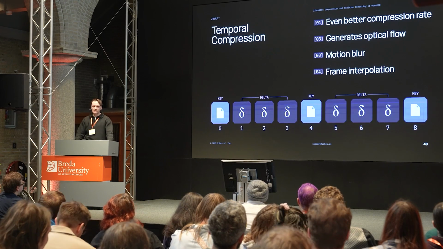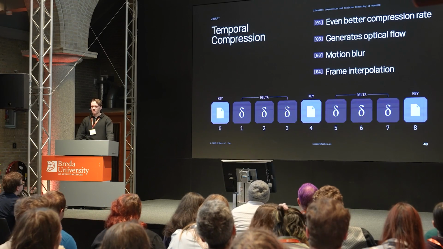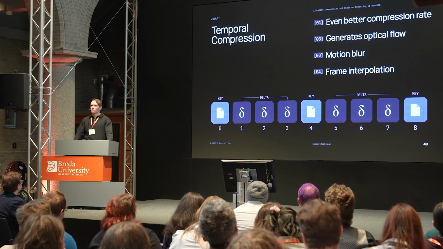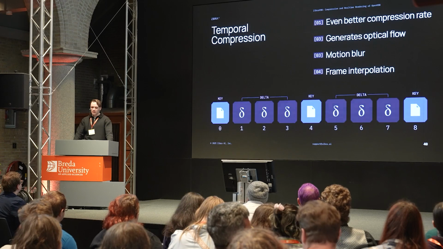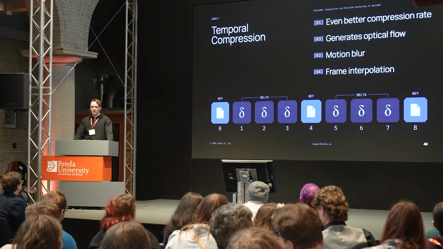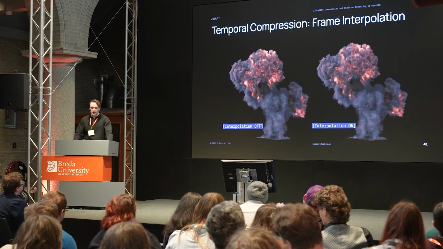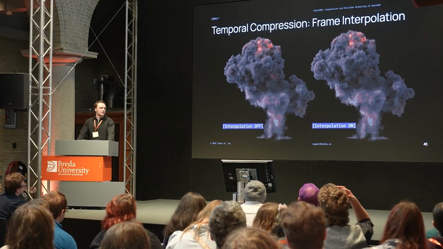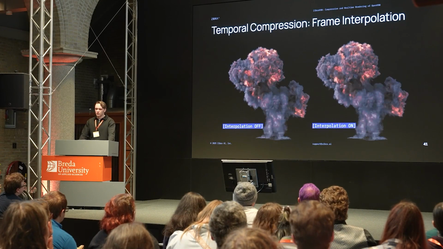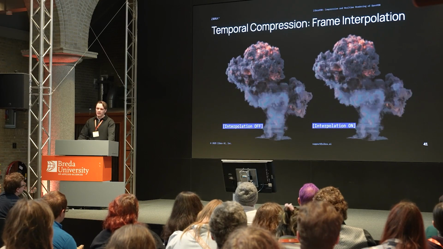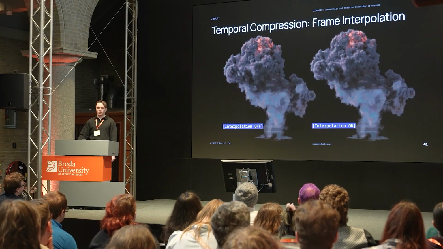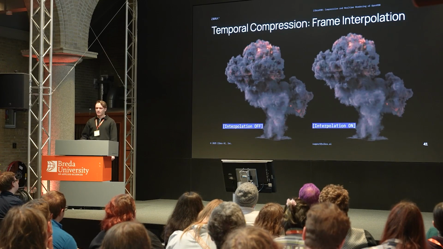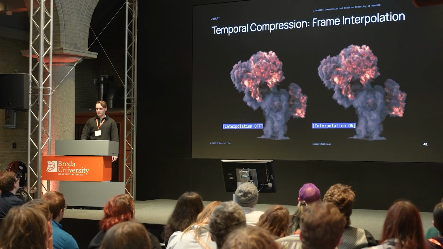And it also has additional features. For example, we generate optical flow for our effects. This allows you to have real-time motion blur for your effects and also frame interpolation. So here's what frame interpolation is. It basically generates on the fly frames that don't exist. And you can use it to push your compression rates even farther. For example, you can delete every second frame from your sequence and just generate it on the fly, and you will have twice better compression rate.